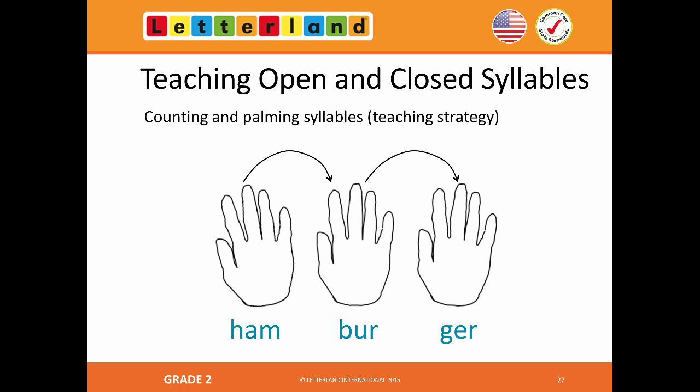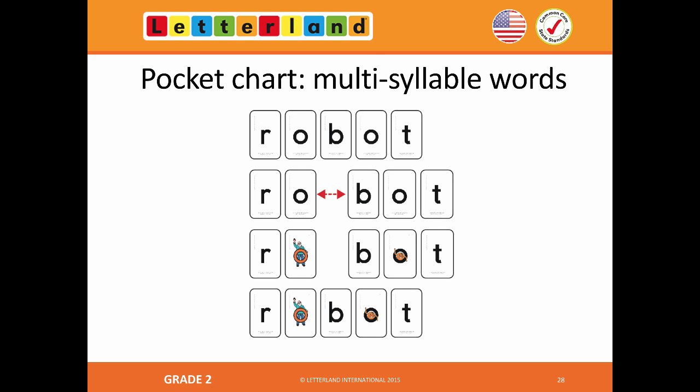You'll teach children to listen for the number of syllables in a word by first palming the syllables, as explained in the teacher's guide and seen on the video clips on the website. Hamburger has 3 vowel pockets with 3 syllables, which we palm by moving our hand 3 times in the reading direction. Alternatively, we could use the pocket chart to discover the syllable types in the word robot.